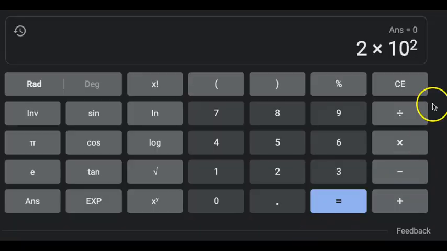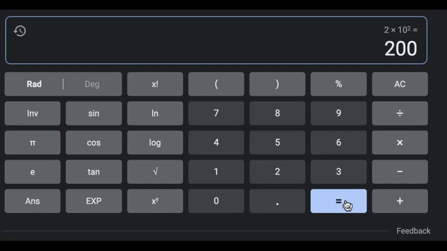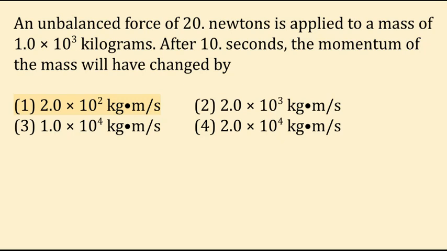And this is what that might look like. 2 times 10 to the 2, and I hit equals, and I get 200. So that works. And so my answer is choice 1, 2.0 times 10 to the 2 kilograms times meters per second.